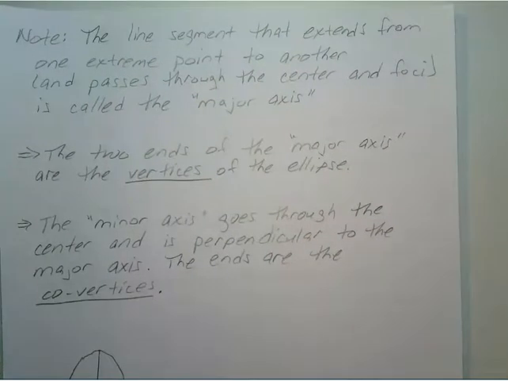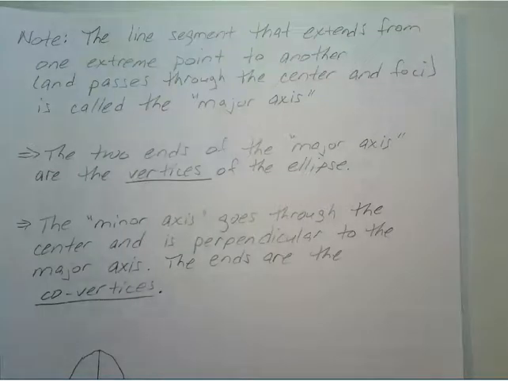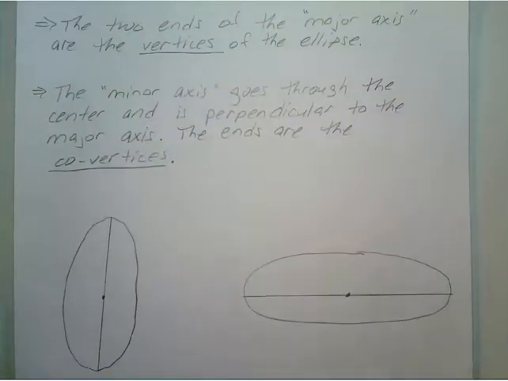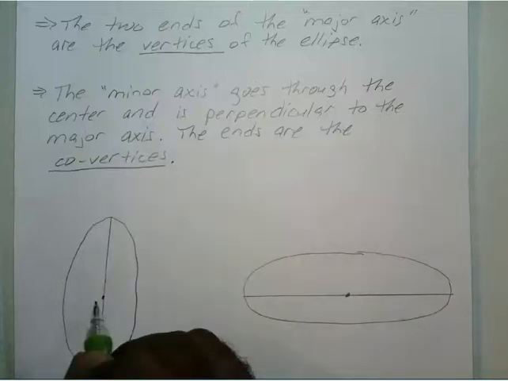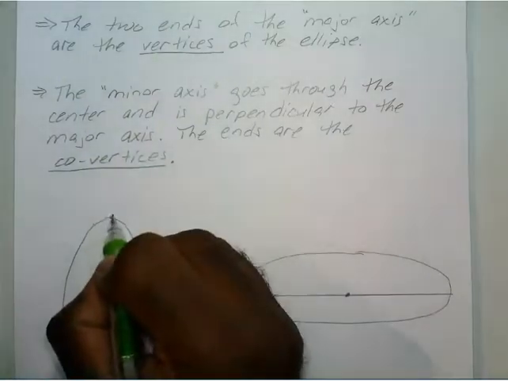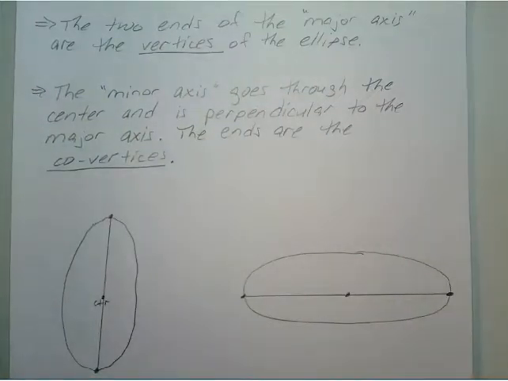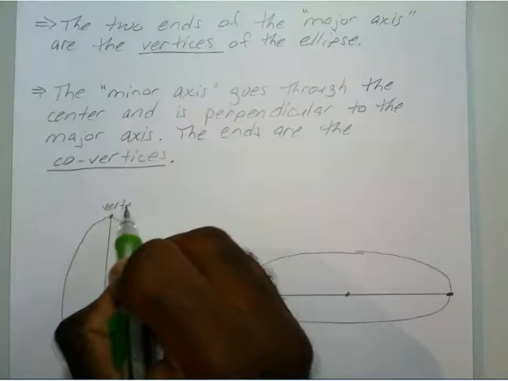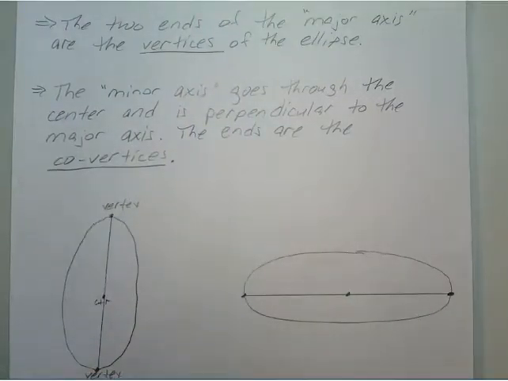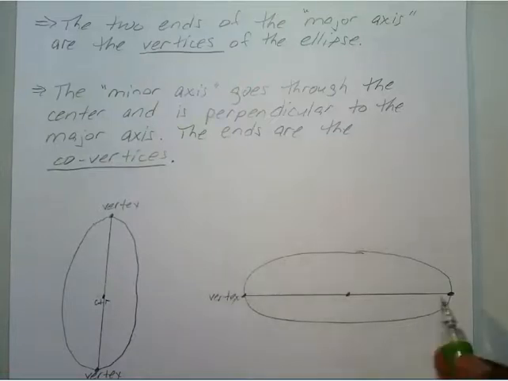Okay, so a few other little side notes. You have the line segment that extends from one extreme point to another, and it passes through the center and the foci. That's called your major axis. The two ends of the major axis are the vertices. So these here will be your major axis, because this is your center, and this is one end of your major axis, and these are the other ends of your major axis. So this is your vertex, and this is your vertex. This is your vertex, and this is your vertex.